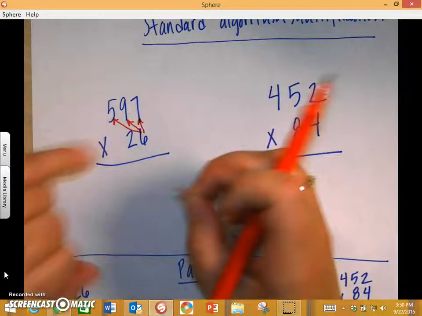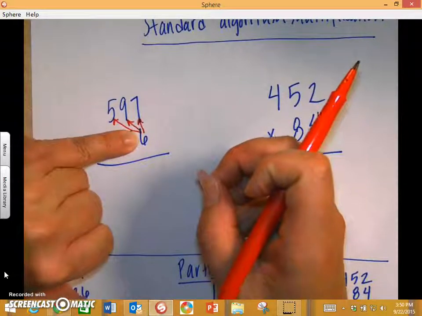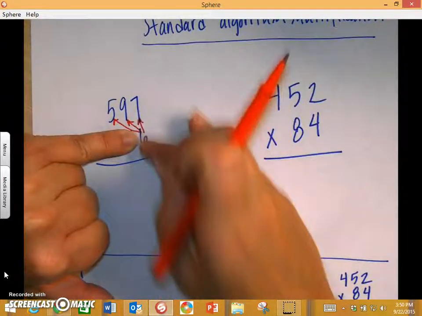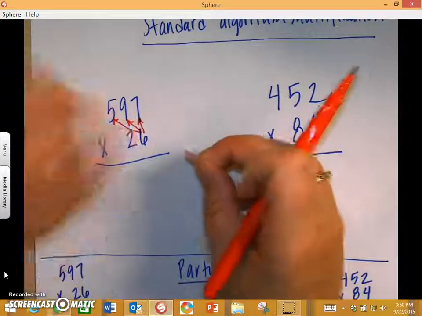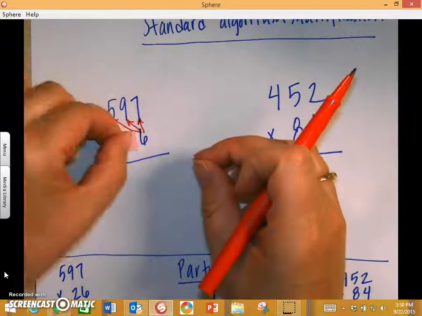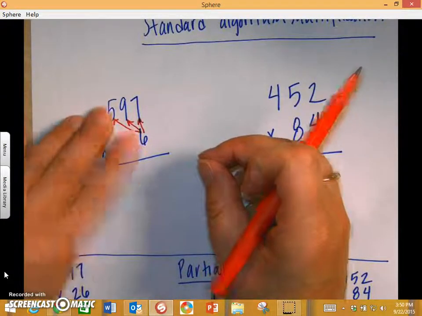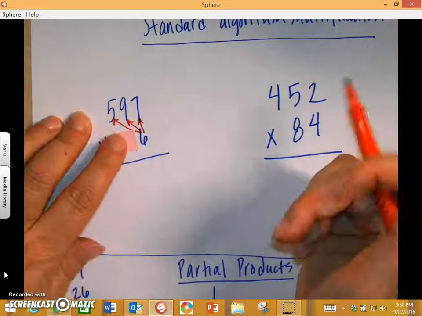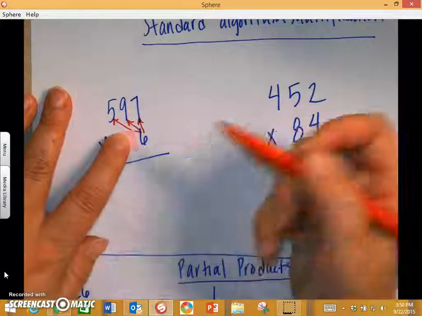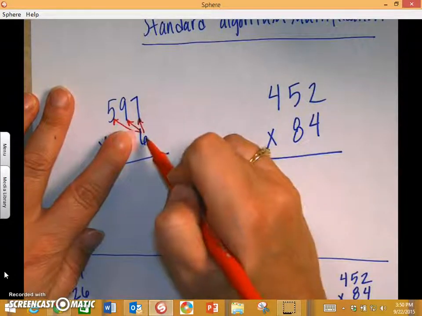So I teach my kids to cover that number up because they're really good at multiplying the 6 times the 7, the 9, and the 5. So in order to keep them from getting confused, sometimes I give them a little marker there. And they can go ahead and cover up that 2 and complete the first row. So the first thing we're going to do is multiply 6 times 7.